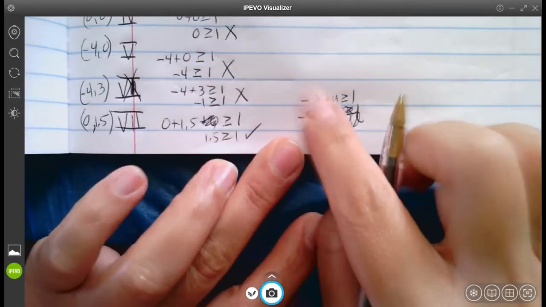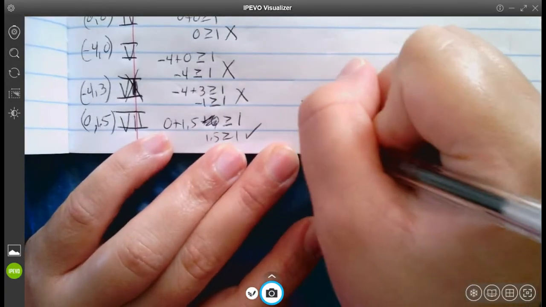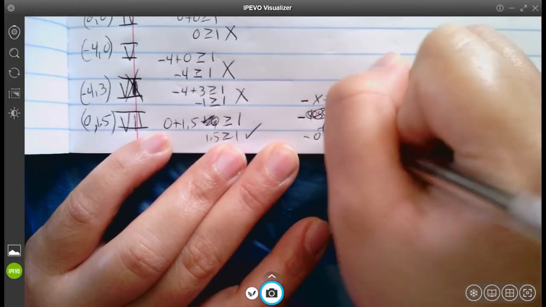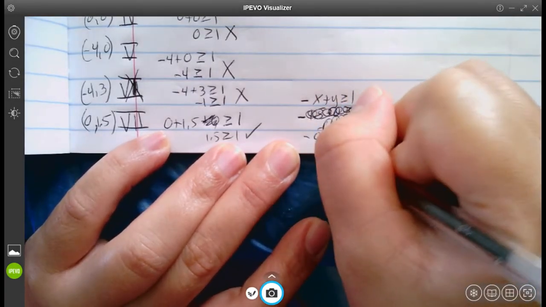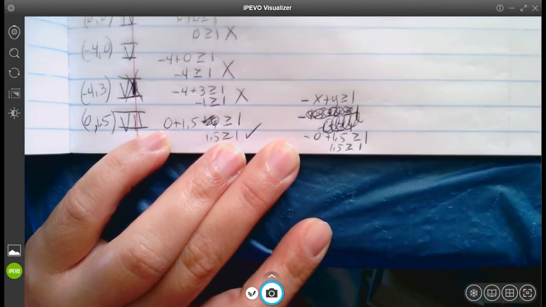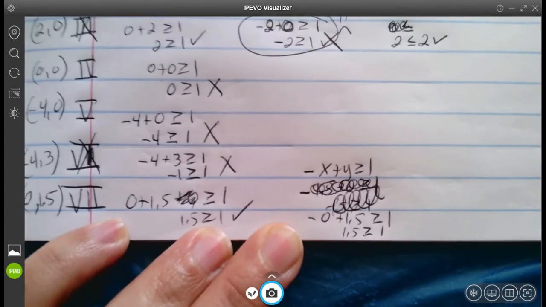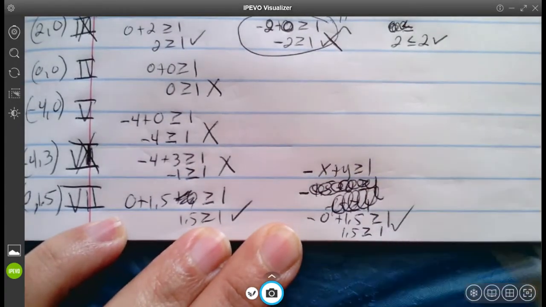So here we want to put -x, which would actually be -0 plus 1.5 greater than or equal to 1, which still comes out. If I lost you, just let me know in class and I can go over this slower.